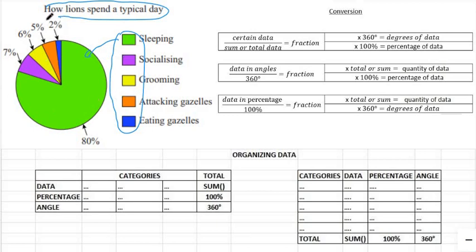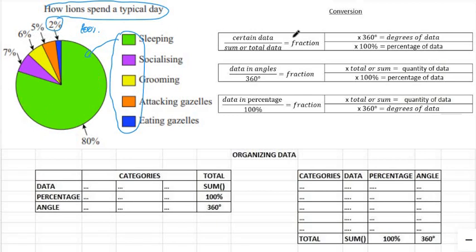Also, a pie chart has percentages. The percentage is how much of that pie chart, where the whole pie chart is 100%, how much of that percentage represents that key. For example, attacking gazelles represent 5%. But the important part is that here you have the information as percentages.